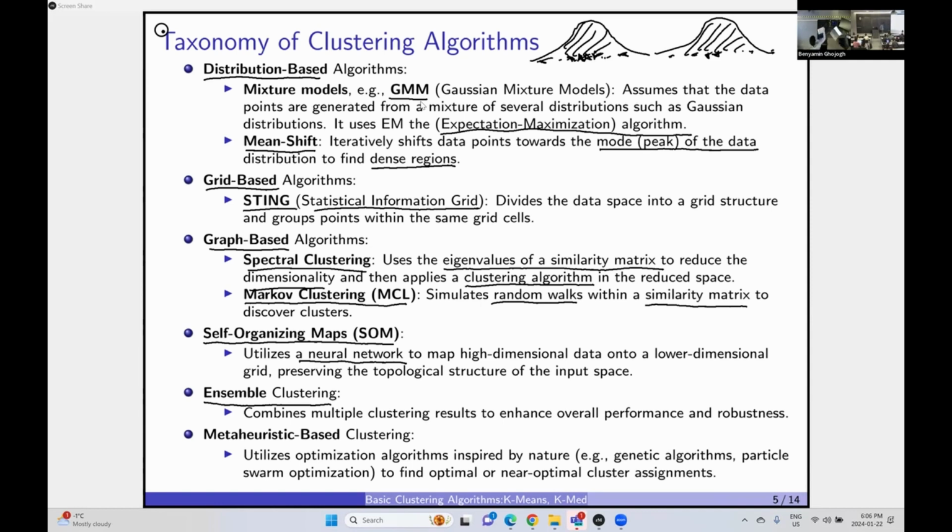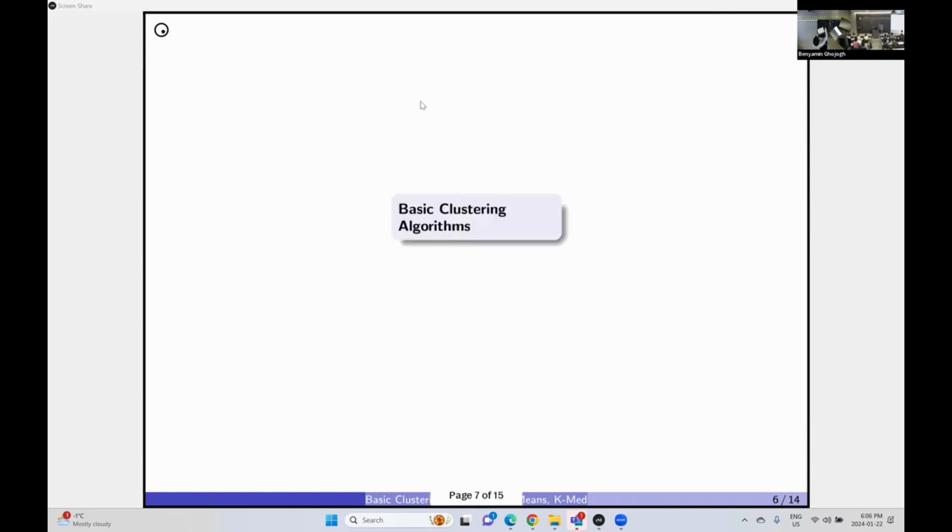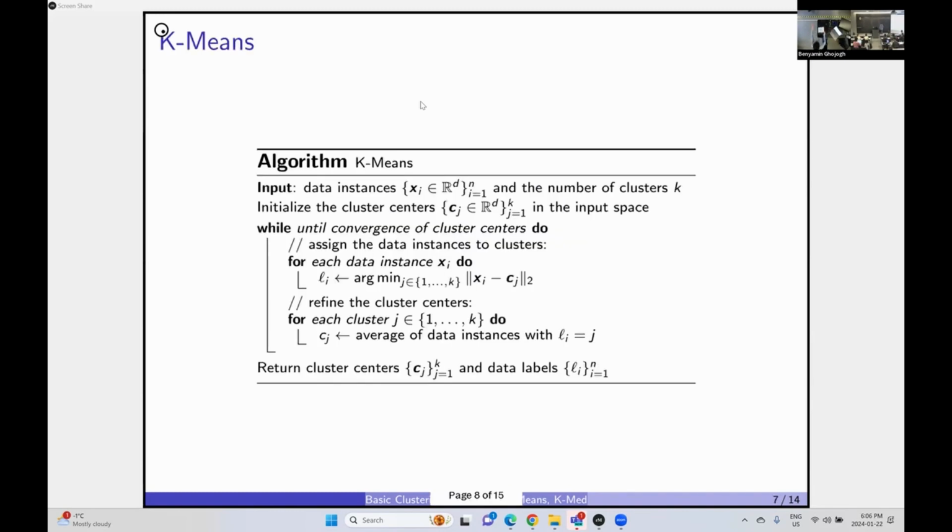Meta-heuristic-based clustering uses the meta-heuristic optimization that we talked about. Do you remember? Intelligent search. So you can use intelligent search to find the clustering. That was just a taxonomy. Now let's go to the examples of clustering algorithms, the basic ones. Let me go through these very fast to get to spectral clustering, which is more important, I believe.